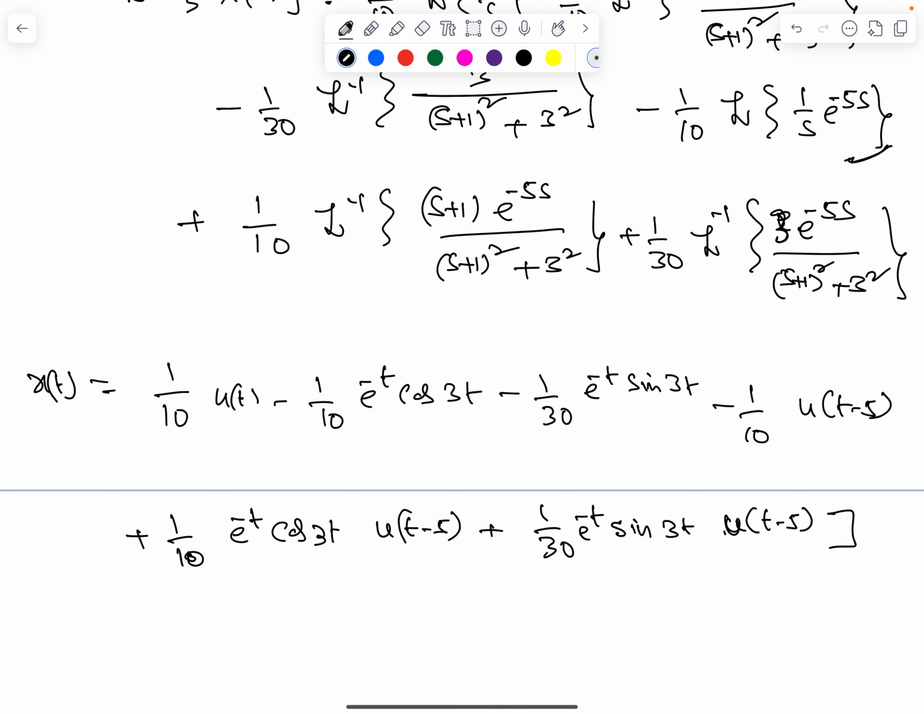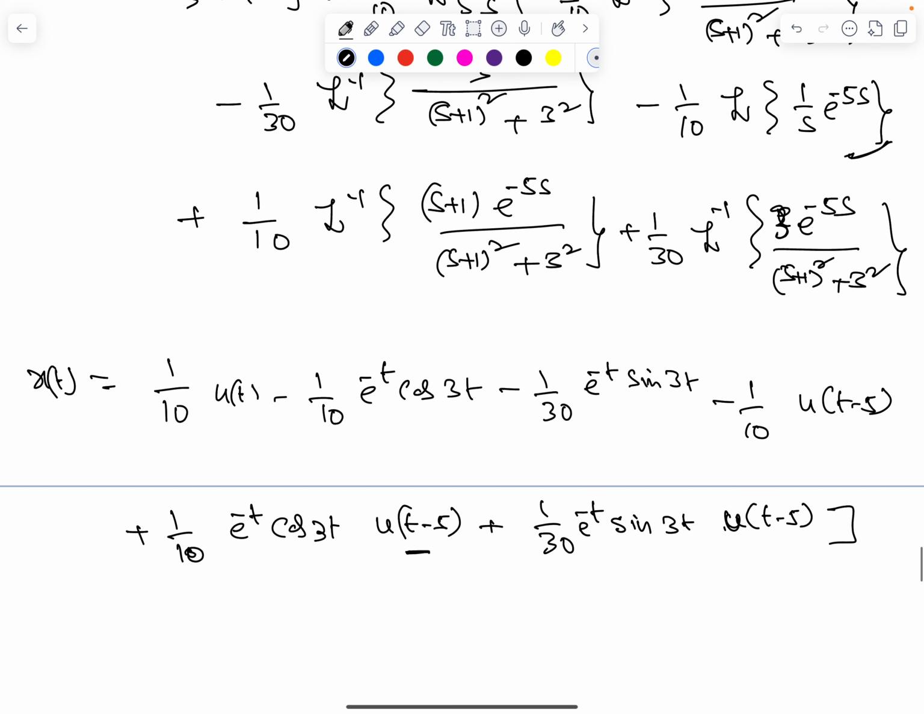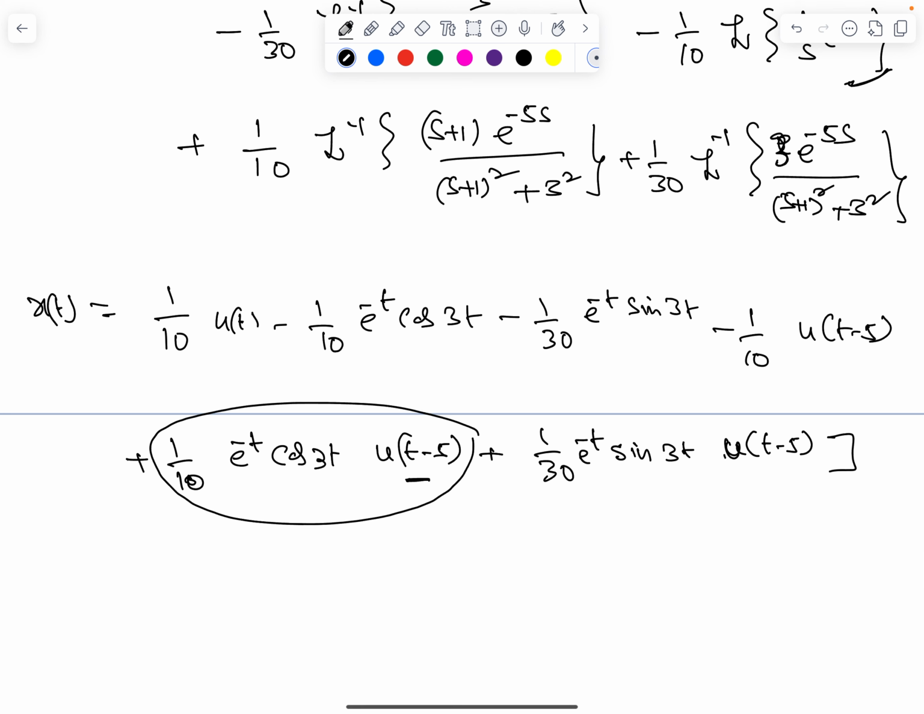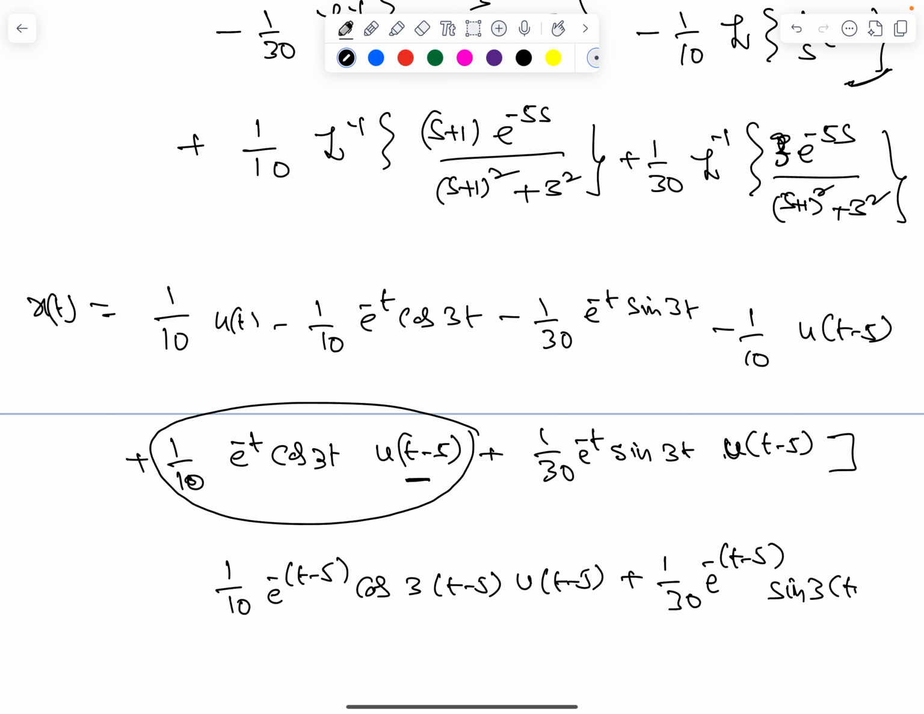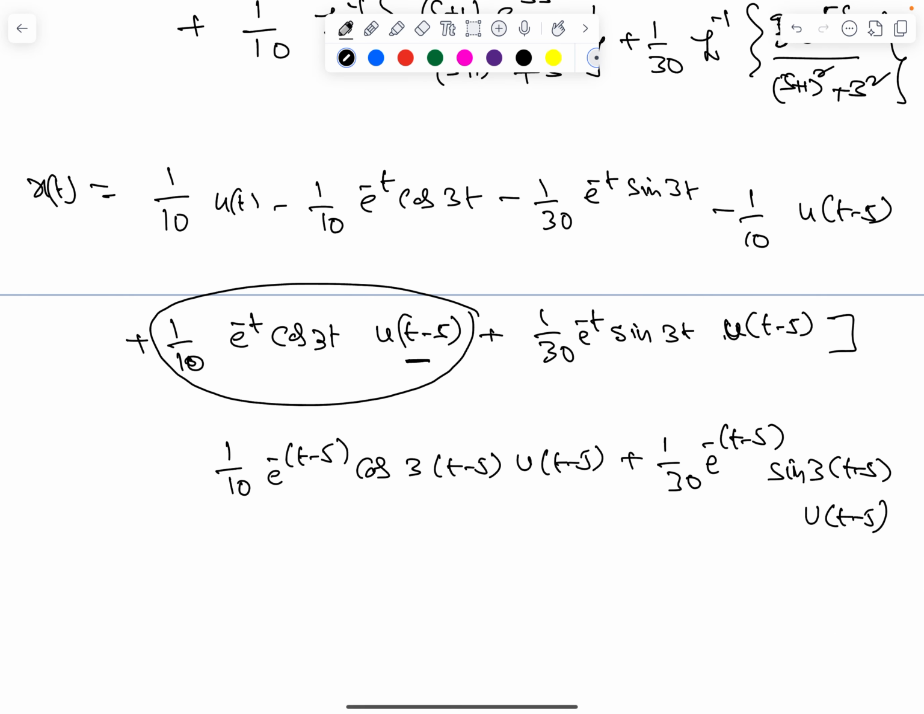Fine. So here there is a small modification. Since this term is only active from t equal to 5 onwards, you can replace this by 1 by 10 e power minus (t minus 5) cos 3(t minus 5) u of t minus 5. Similarly, the other term is 1 by 30 e power minus (t minus 5) sine 3(t minus 5) into u of t minus 5. This completes the problem. This is equal to x of t. This is the solution of the given differential equation.